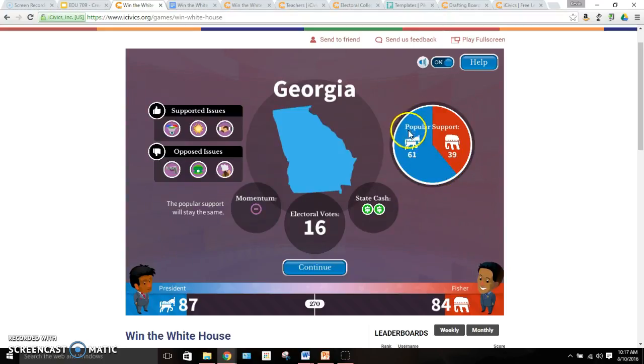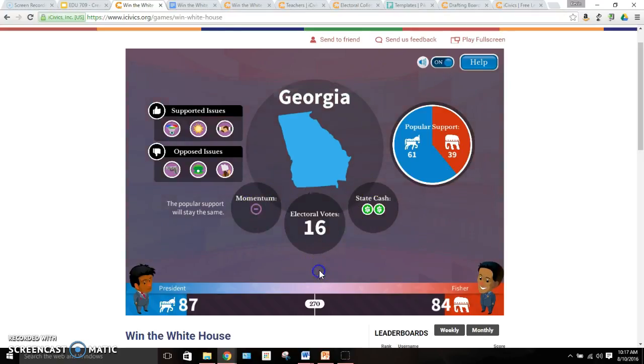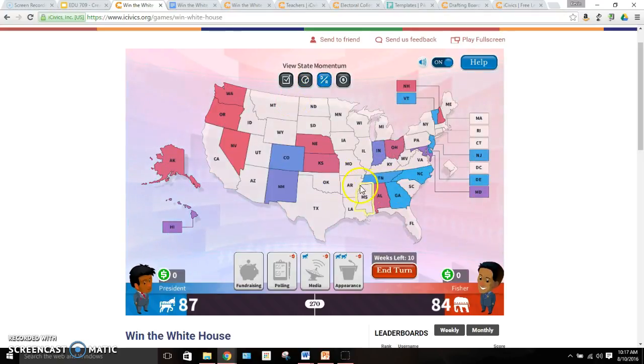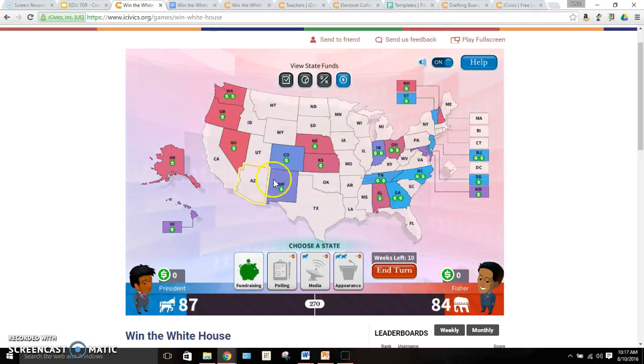I have 61% of the popular support. Pretty much means at the end of the game, if you have over 50%, you're going to get those electoral votes. Other things to take a look at are momentum and state cash. Here, this is momentum, and since this is the first turn, I have no momentum. And then this is fundraising ability. And again, I am a Democrat, so I can only fundraise from the states I am currently winning.